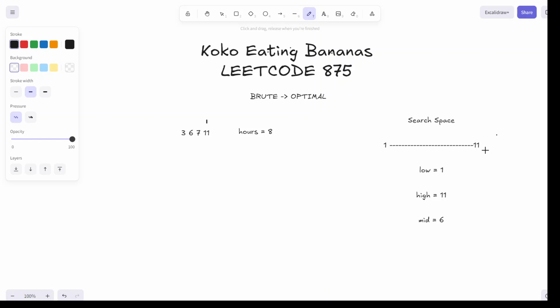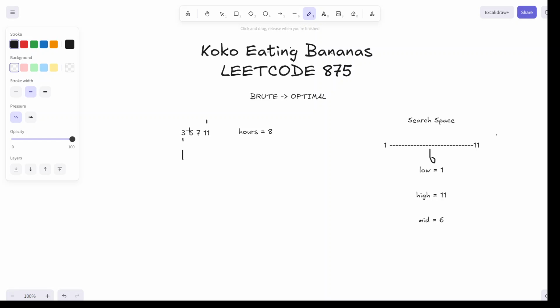It is not that tricky. Iteration 1: mid would be 6, of course, for 1 to 11. And the target hours is 8, right? If we take 6, it means that we are eating 6 bananas per hour. So if we are eating a pile of 3, it will finish in 1 hour, of course.